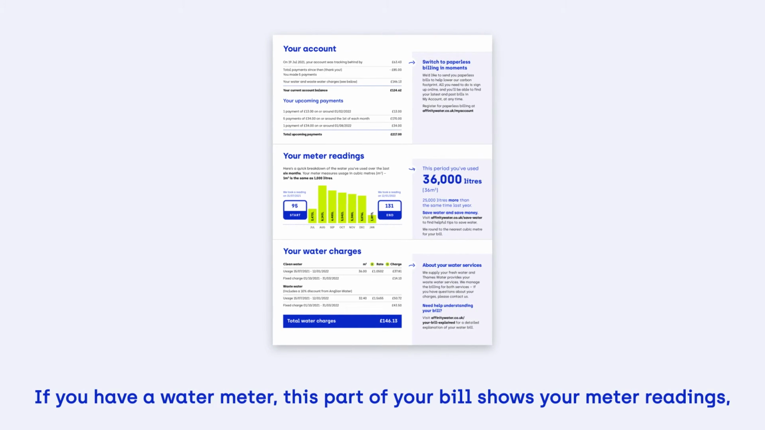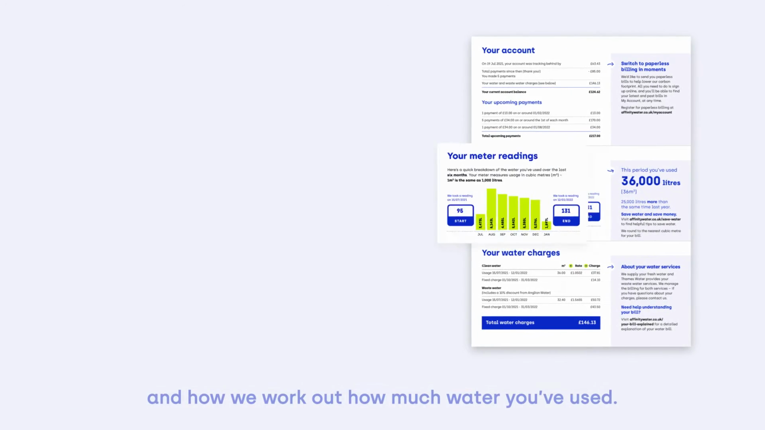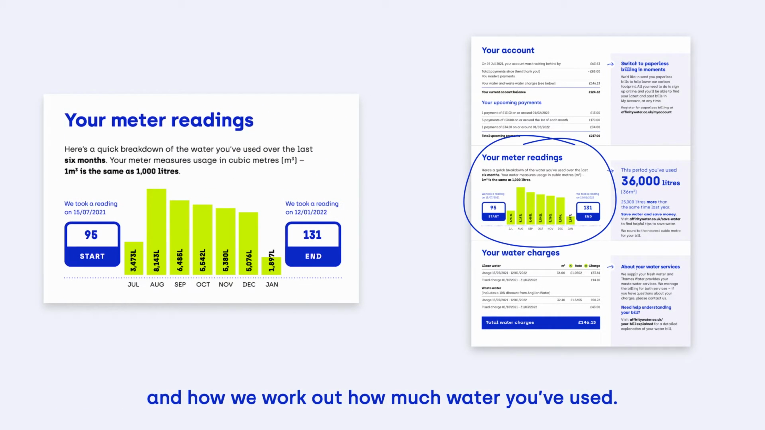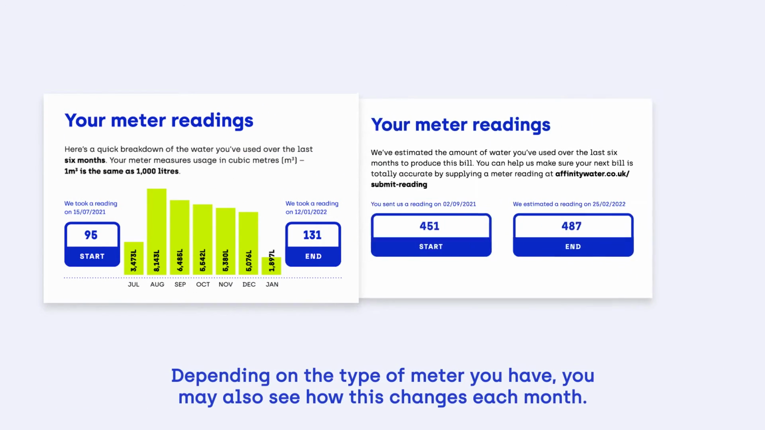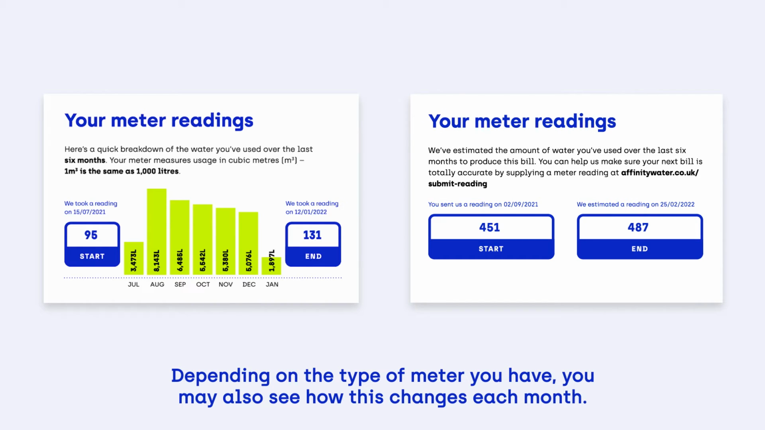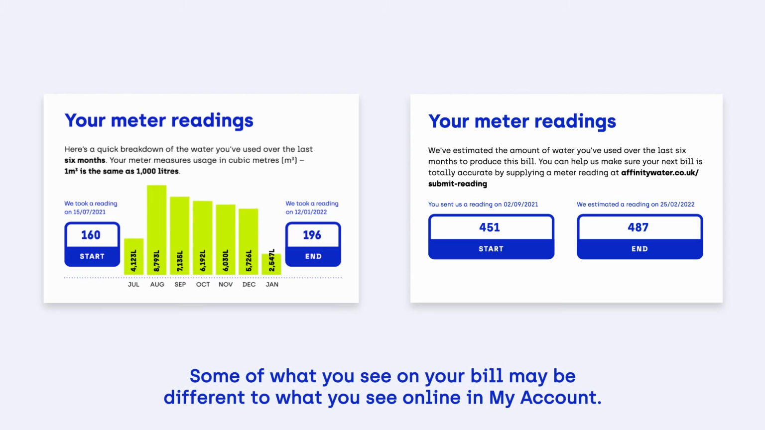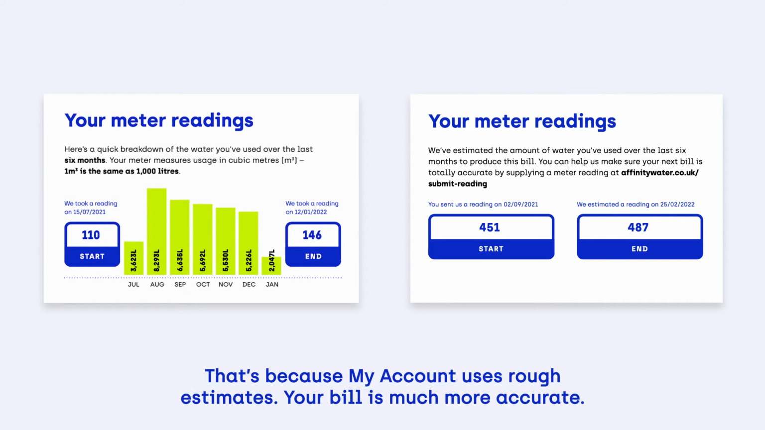If you have a water meter, this part of your bill shows your meter readings and how we work out how much water you've used. Depending on the type of meter you have, you may also see how this changes each month. Some of what you see on your bill may be different to what you see online in My Account. That's because My Account uses rough estimates. Your bill is much more accurate.